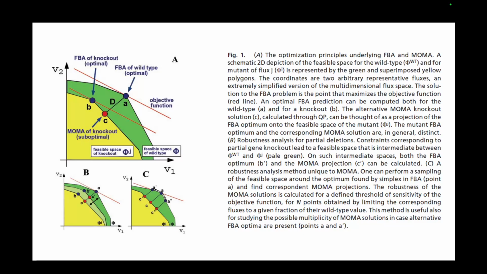Here is also a very good condition. If your wild type is here, your knockout should be here. If your wild type is here, the knockout should be here, something like this. So basically, you're trying to minimize the flux change between the wild type and the knockout.